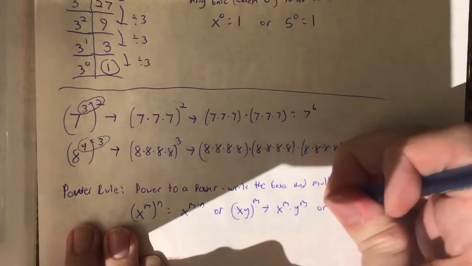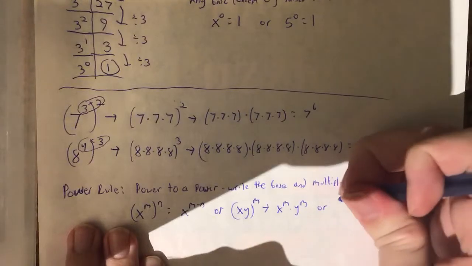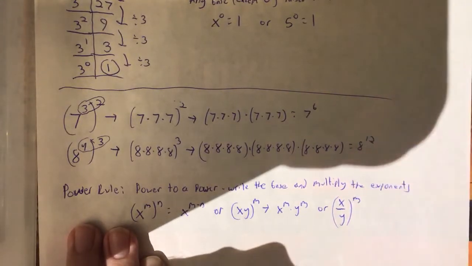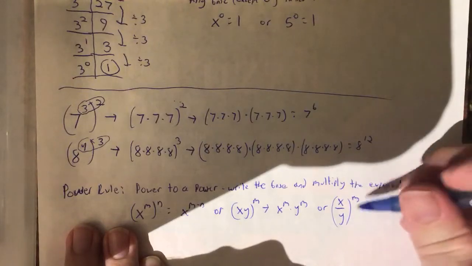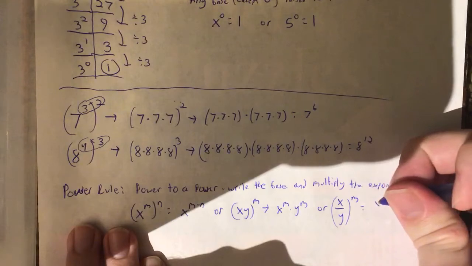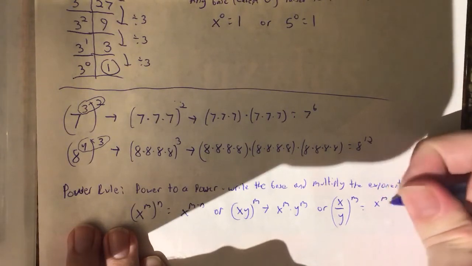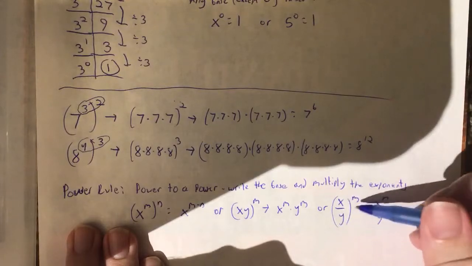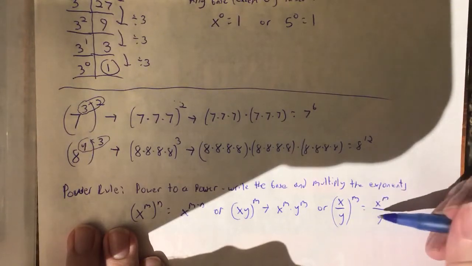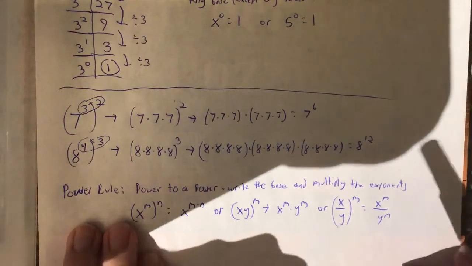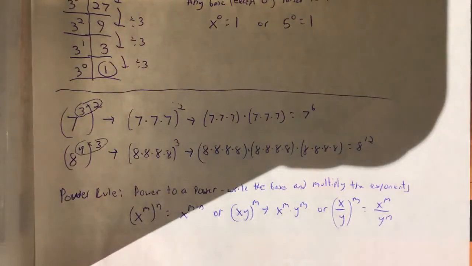And I can also do it for division. If I'm dividing 2 pieces, all raised to the same power, I just do each piece to the exponent on the outside. So x to the m over y to the m. Wherever it is, it stays in that piece. So the x stays in the numerator, the y stays in the denominator, and they're both just raised to the power on the outside. So those are the 3 forms.